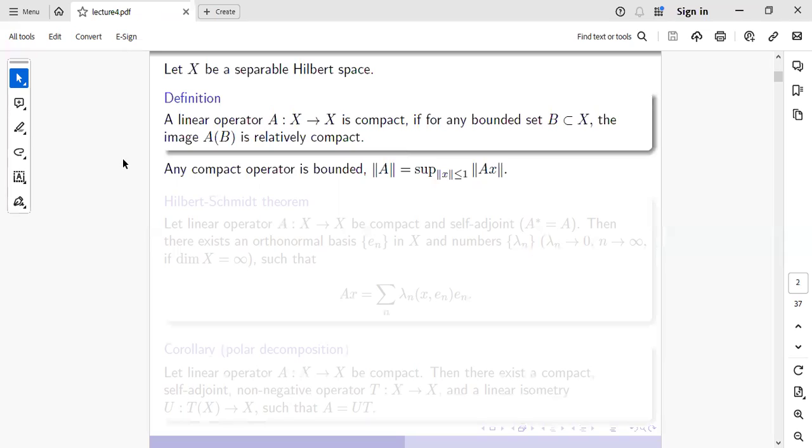So for now, let X be a separable Hilbert space. I recall what a compact linear operator is. It is a linear operator that sends any bounded set in X into a relatively compact set in X. So any compact operator is bounded. Well, and I recall how we define the norm of a bounded linear operator.